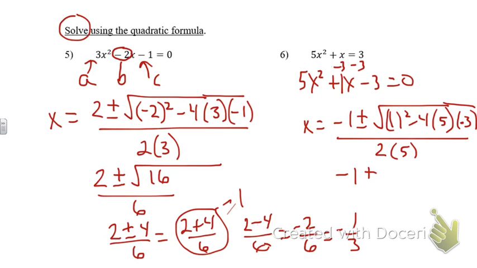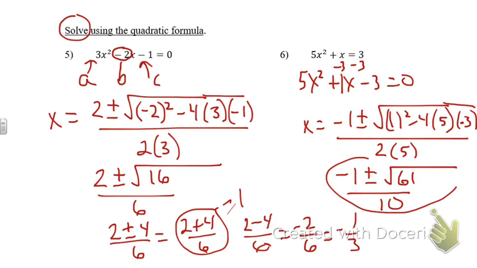Negative 1 plus or minus the square root, that's 61. And then you can see if something goes into 61, but 9 would be the first odd one, and then 25. None of those go in there, so you can just leave it like this. If you want, you can write it out as negative 1 plus radical 61 over 10 and minus.